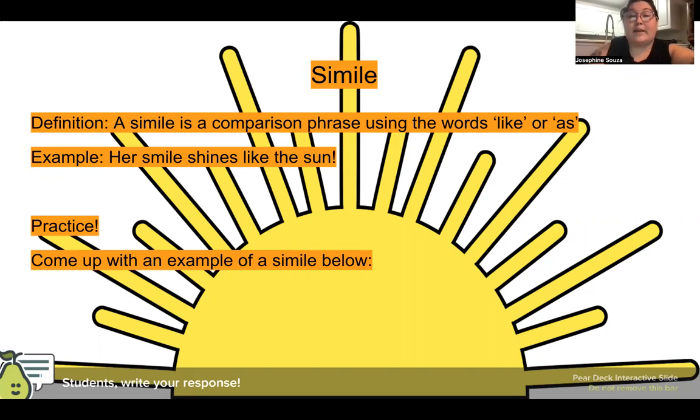It is by far the easiest of the figurative languages. It's the one that kids are most familiar with. So that's why this is probably the most advanced practice that you'll see in this particular presentation.